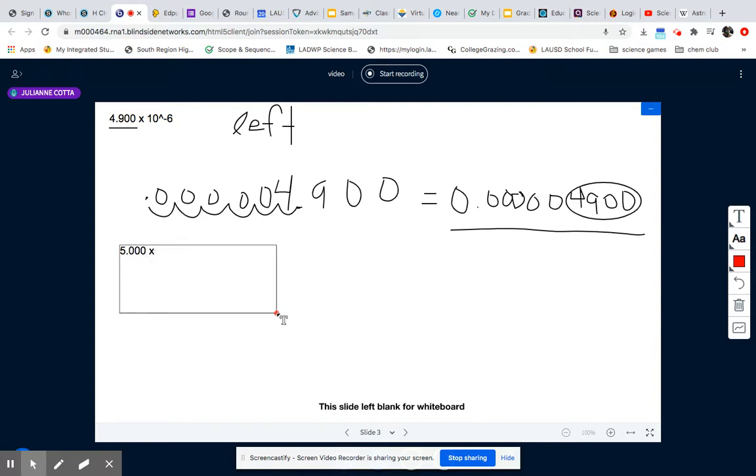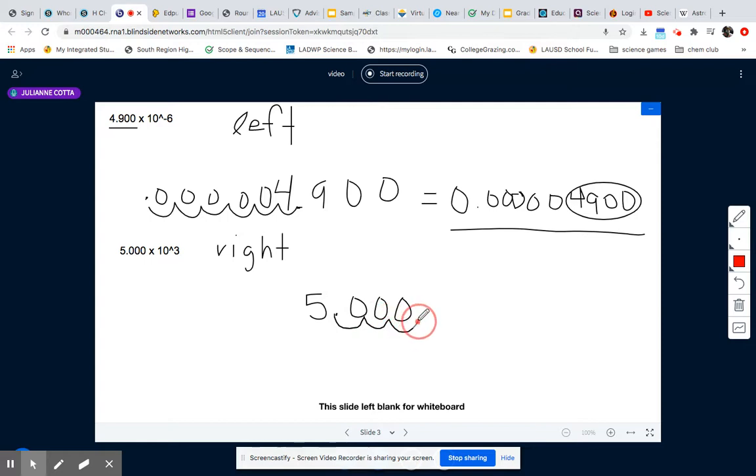5.00 times 10 to the power of 3. Okay, so this is another one that has all these significant digits. So it's 5.00 is my original decimal, and I'm going to move it 3 spaces. Now this time it's going to be to the right because it's making the number bigger because it's a positive exponent. So I want to go 1, 2, and 3 spaces. And this is my new decimal place.